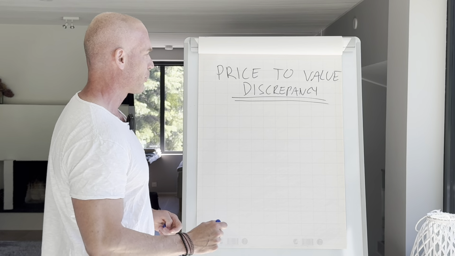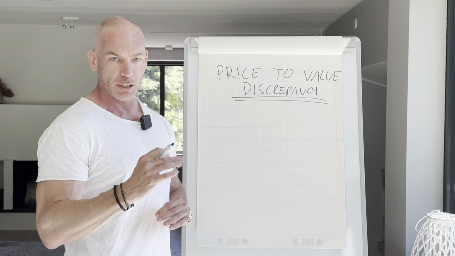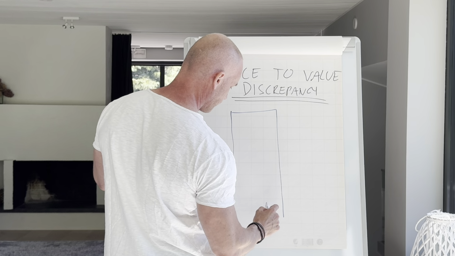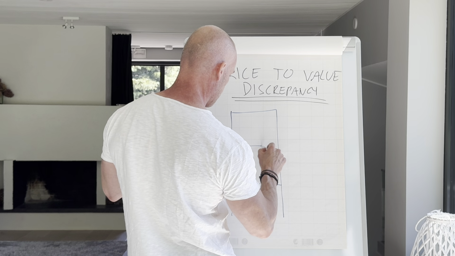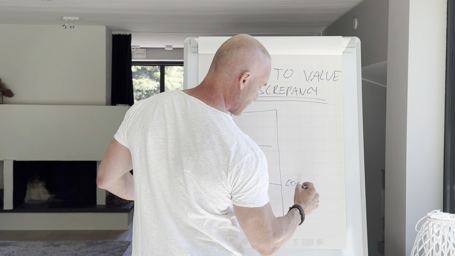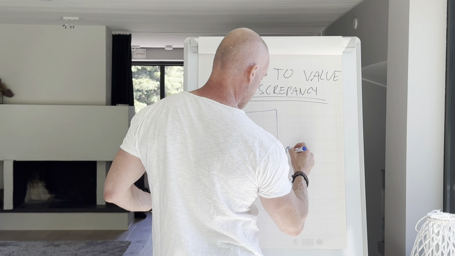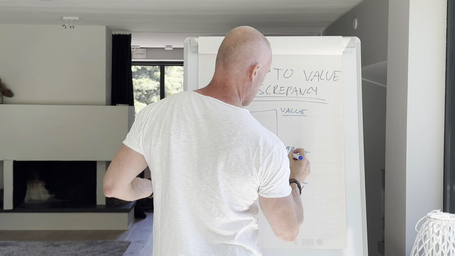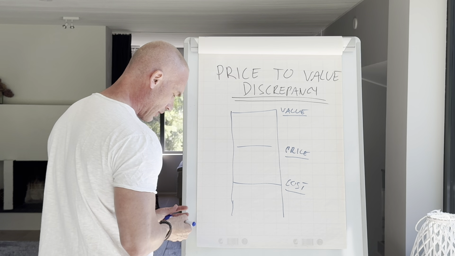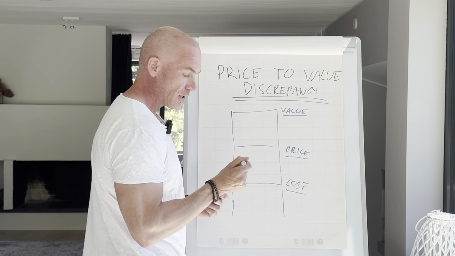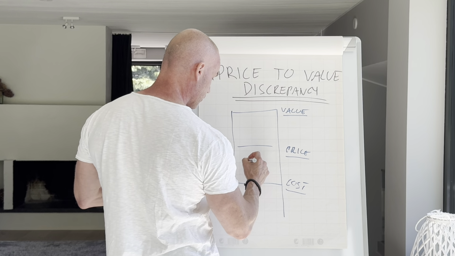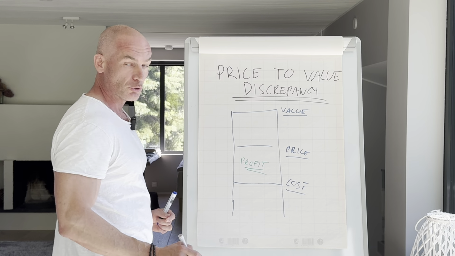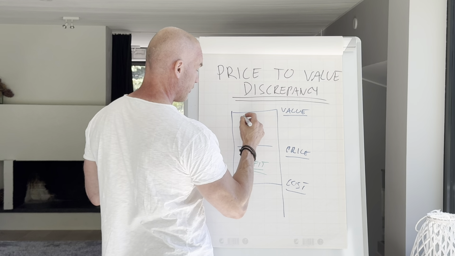But first, let's look at the price to value discrepancy from the value creation perspective. This is a graph I have drawn before, where here at the bottom we have cost, here we have price, and here at the top we have value. What does this mean? So the difference between price and cost obviously is called profit. And the value to price discrepancy, or the delta, is called goodwill.